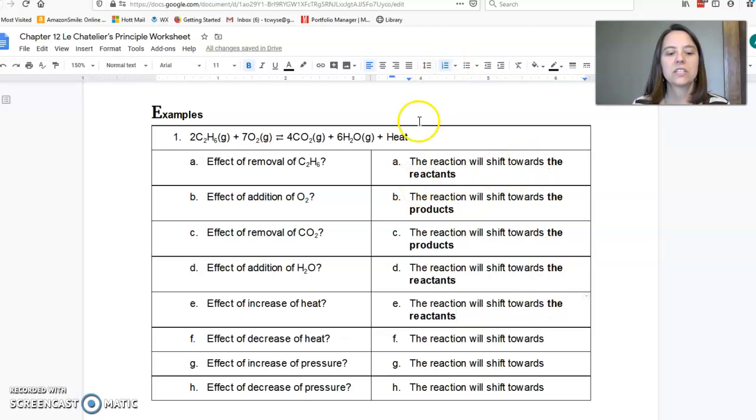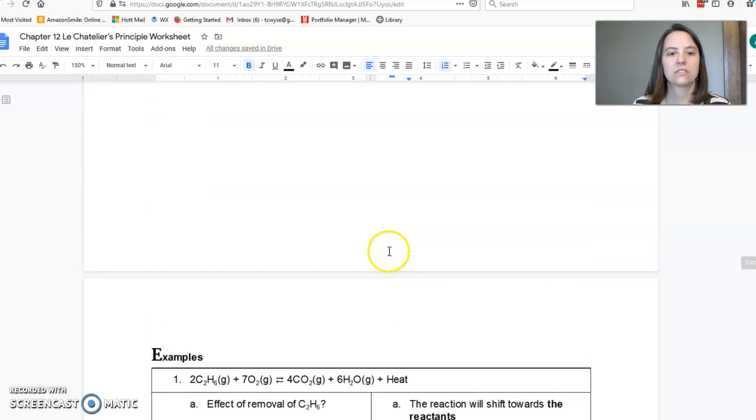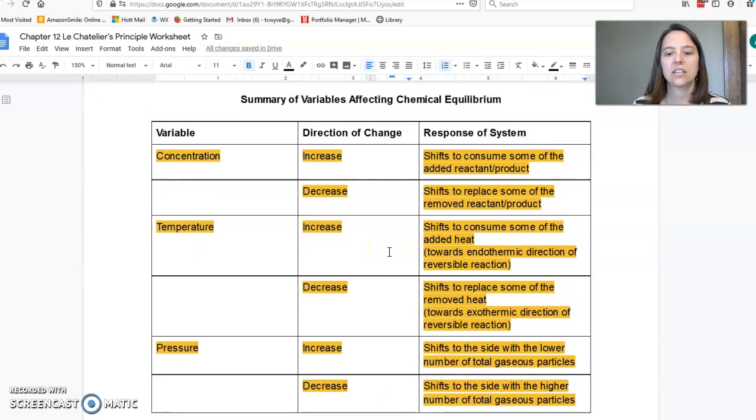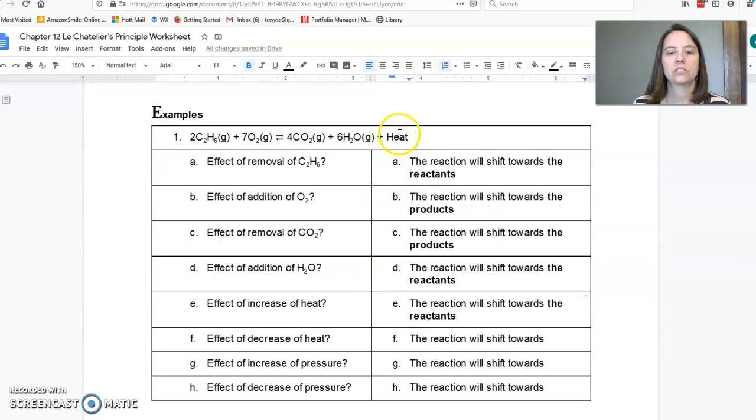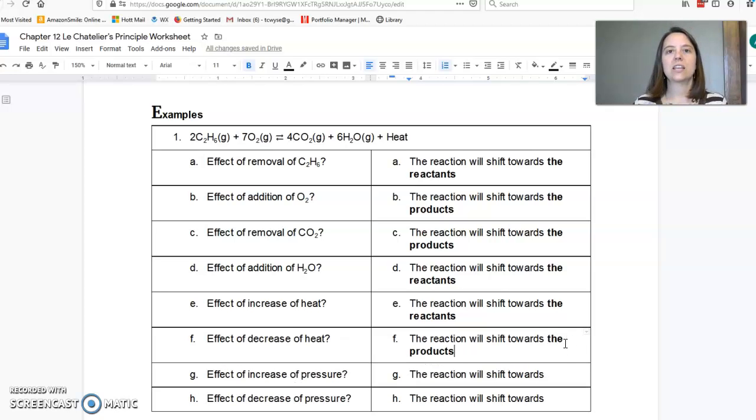The effect of the decrease of heat. So if I take some of the heat away, looking at a decrease in heat, it's going to shift to replace some of the removed heat towards the exothermic direction. So if I remove heat, it's going to go this way towards the products. And remember, it's not always towards the products, but whichever side is the exothermic direction.